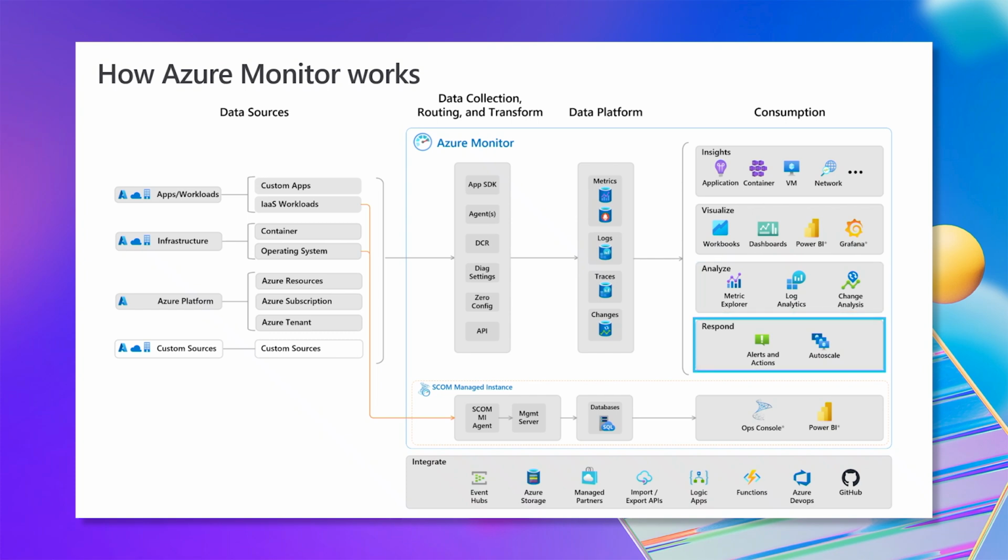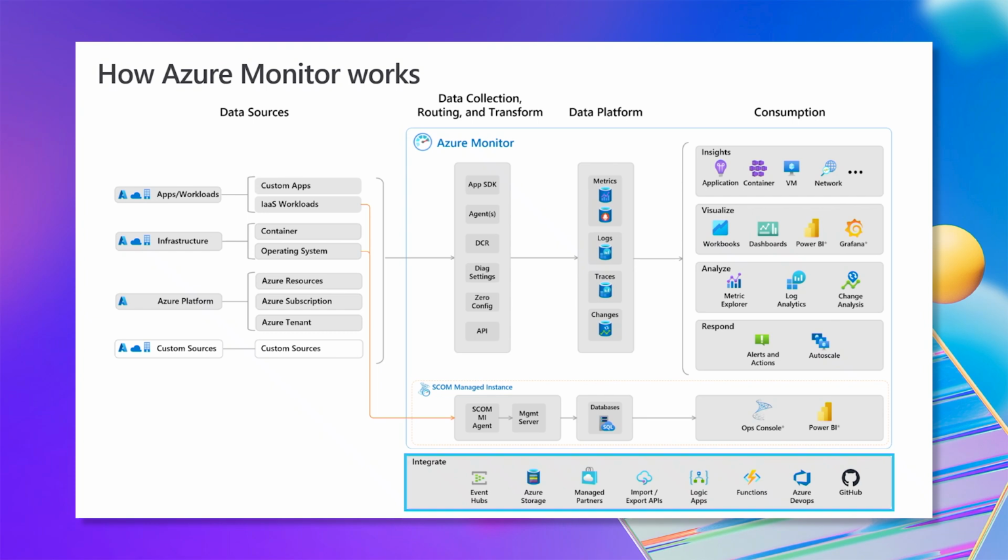If you want to be proactive and take corrective actions, you can create alerts and runbooks to auto-remedy an issue. For capacity issues, you can also scale up or scale down automatically. Finally, we know that monitoring isn't done in silos. Azure Monitor provides out-of-the-box integrations with popular ITSM and DevOps tools. You can use APIs, Event Hub, and Logic Apps to build custom integrations.